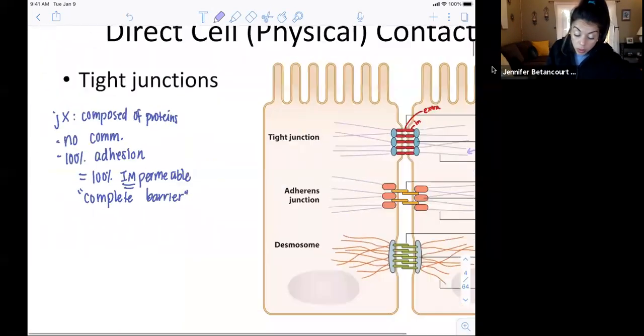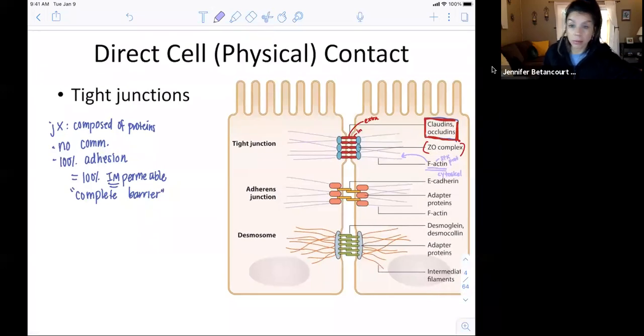So what you need to know about the tight junctions is that no, they're not for communication. And even if they wanted to be for communication, they can't, because of the way that the claudins and occludins bind to the F-actin and really hold the two cells together, molecules can't go between cells, nor can they go from the lumen to other parts of the body, like the bloodstream. Okay, cool. So that's our tight junction.